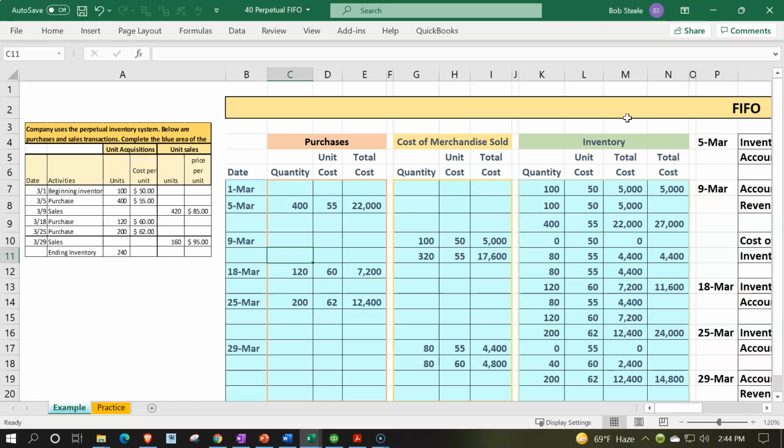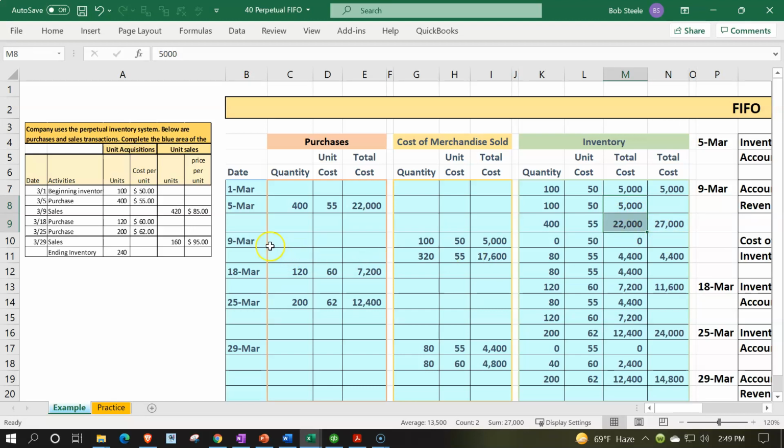But the idea then being, if you have a perpetual system, let's say we go through this problem very quickly. Let's say we start off with 100 units at $50 for 5,000. That would be the original amount on the balance sheet. And then we purchase another 400 units at $55. They cost more now. So now we got the original 100 at 50 plus the 400 at 55 for a total of 27,000 for the 2 layers using a FIFO method.